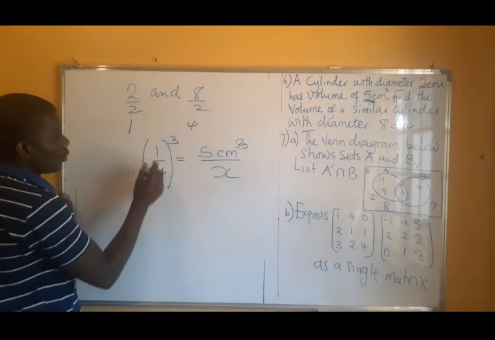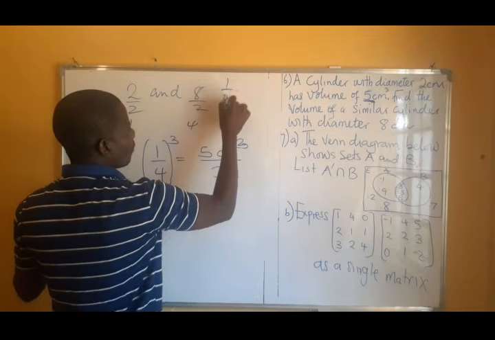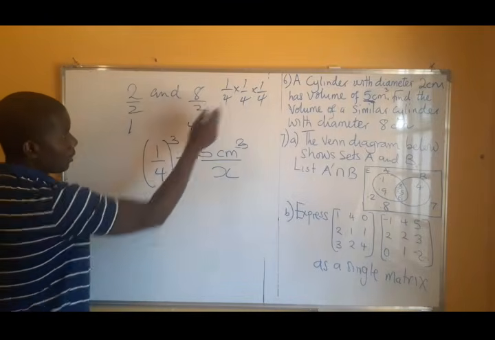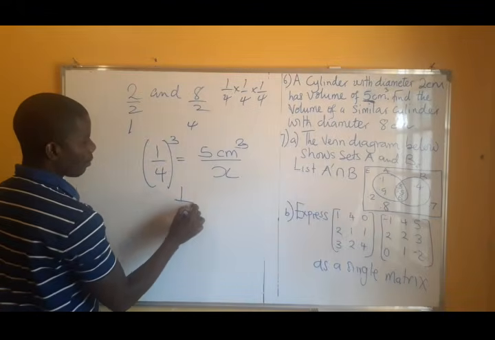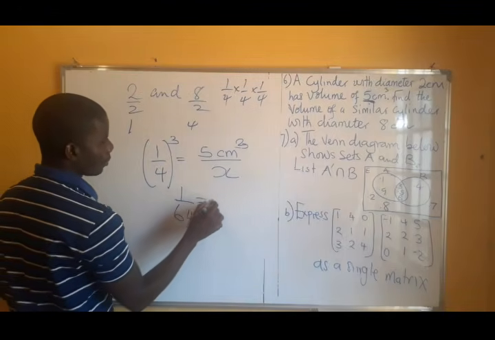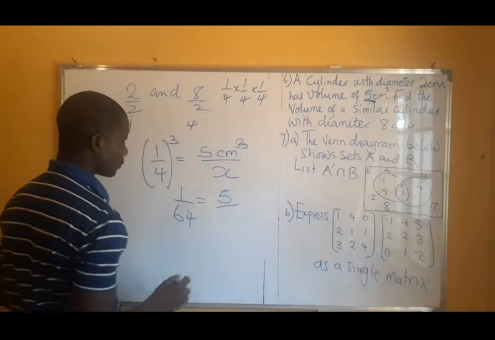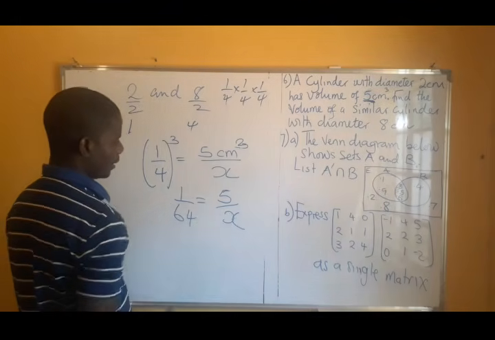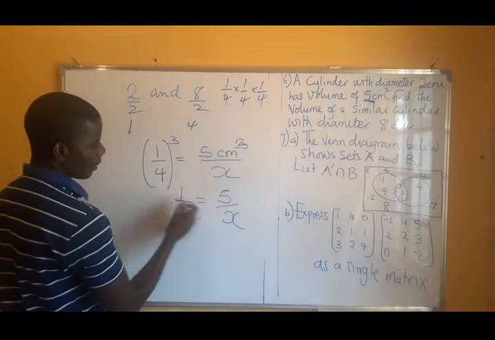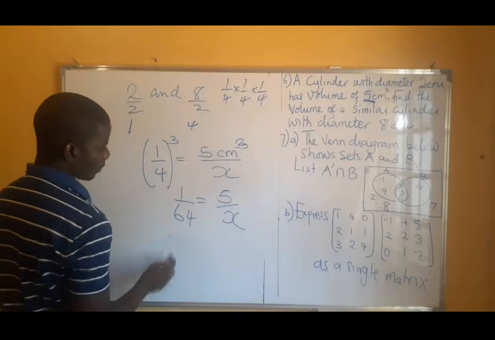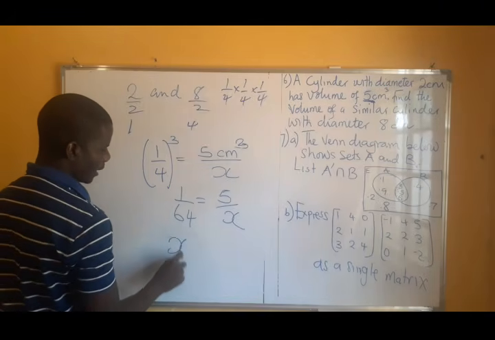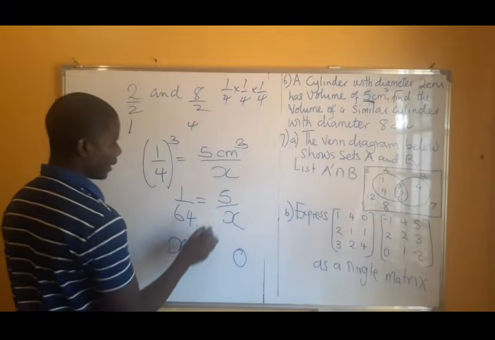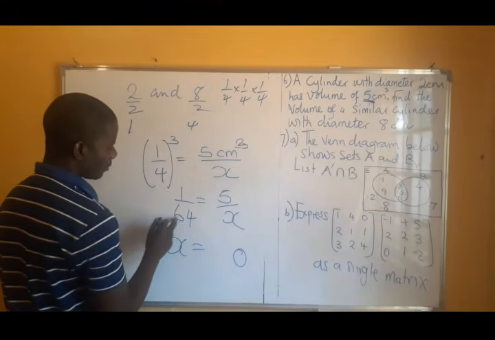So when we simplify this, it is going to give us 1 over 64 equals 5 over x. So we are looking for x here. To find the value of x, we are going to cross multiply. So x multiplied by 1 gives x, equals 5 multiplied by 64.